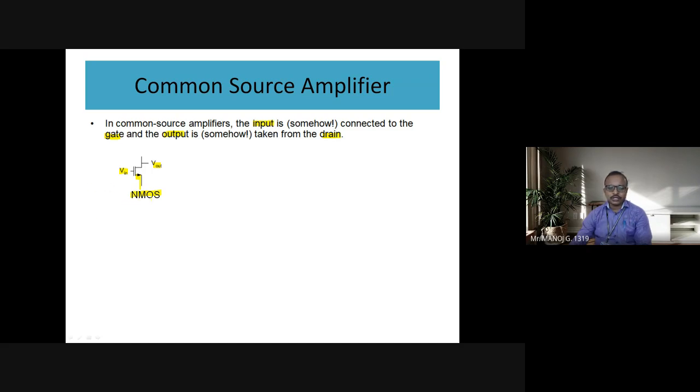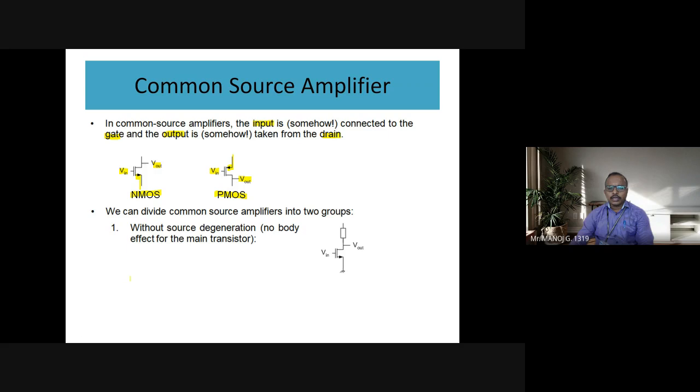So this is the first model, NMOS. The next model is PMOS, right? In PMOS, the source will be like this. The arrow will be coming in, right? And the output is drain and input is gate. So this is the structure of a common source amplifier for the two types of MOS, that is PMOS and NMOS, right?